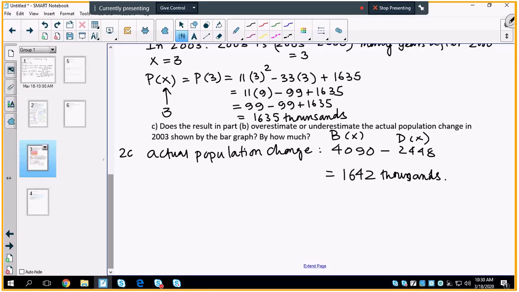And now my final question is asking me, you estimated this number in 2003, and you found in 2003 the actual population change. So your estimation is over or under? See, your estimation is 1635. So this is smaller than the actual population 1642. So you underestimated. So we'll say we did an underestimation.